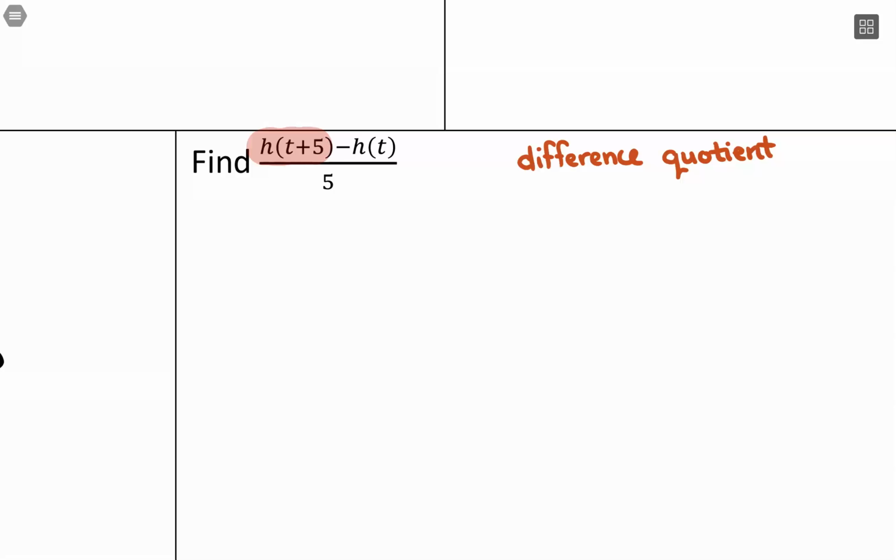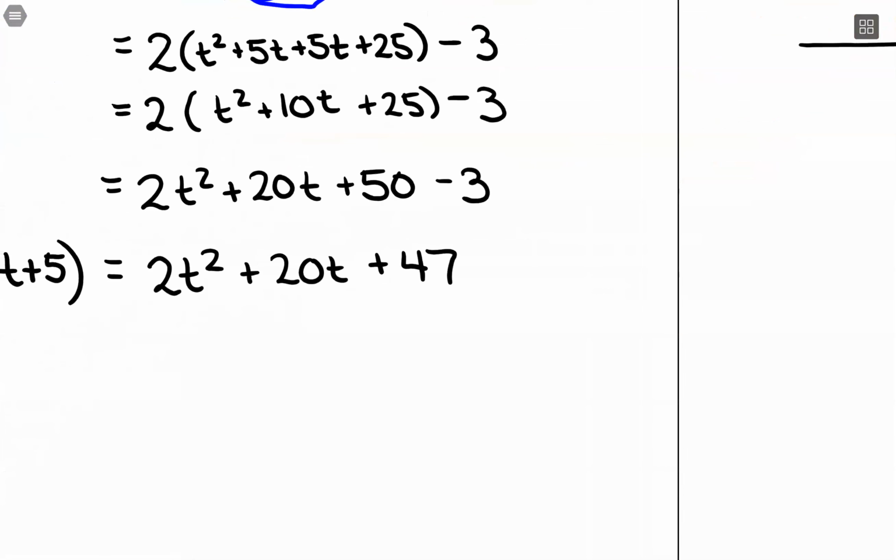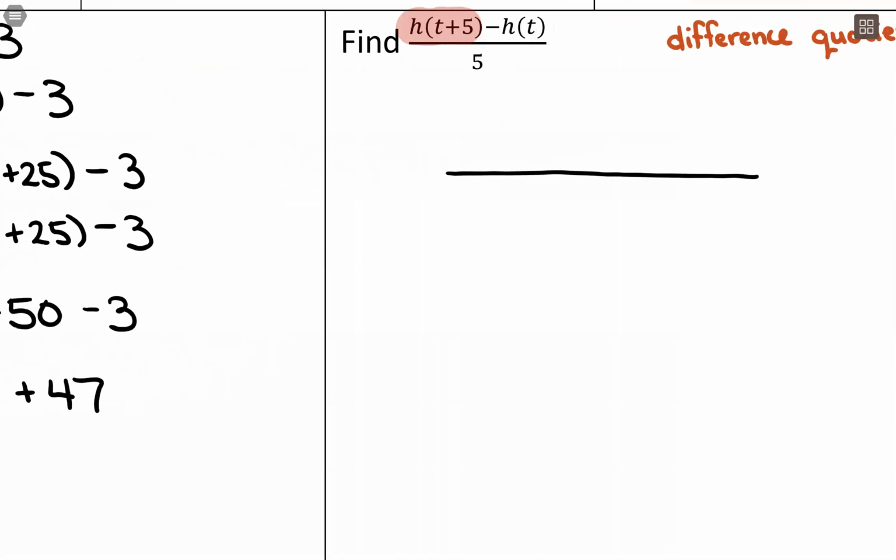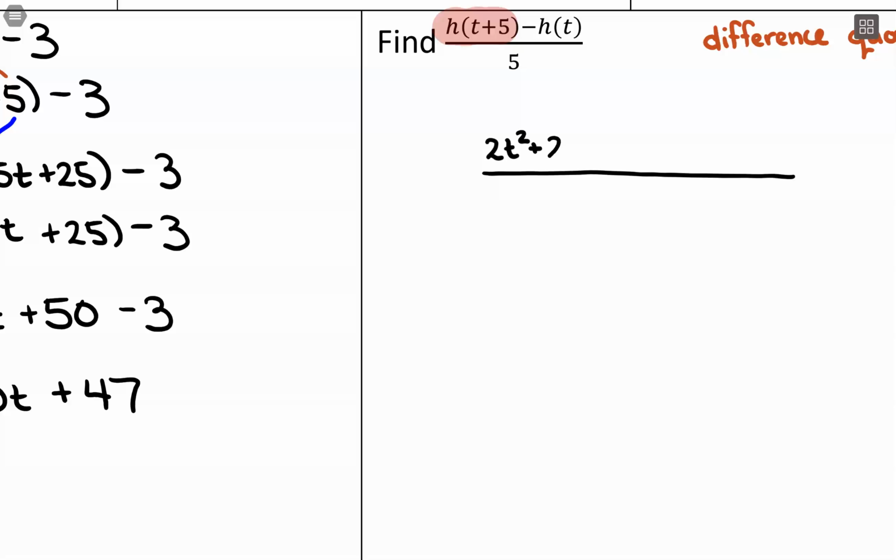If I write my fraction, and I just want to write h of t plus 5, well, we just found that. So where I have h of t plus 5, I want to plug in this 2t squared plus 20t plus 47. So that's what I'm going to do. In the numerator, I'll have 2t squared plus 20t plus 47. So all of what I wrote just there replaces h of t plus 5 that I have written in the original form.